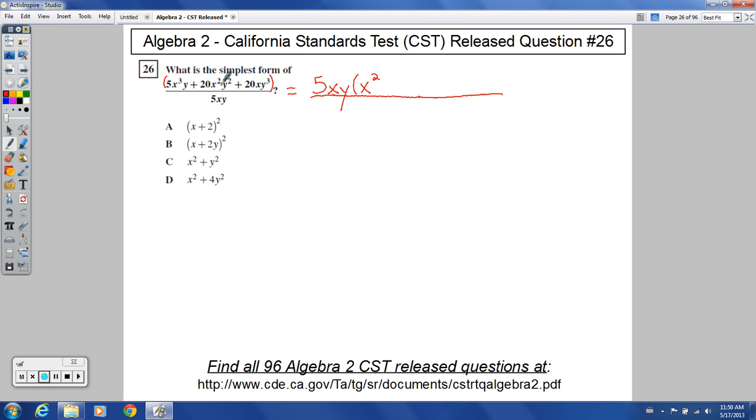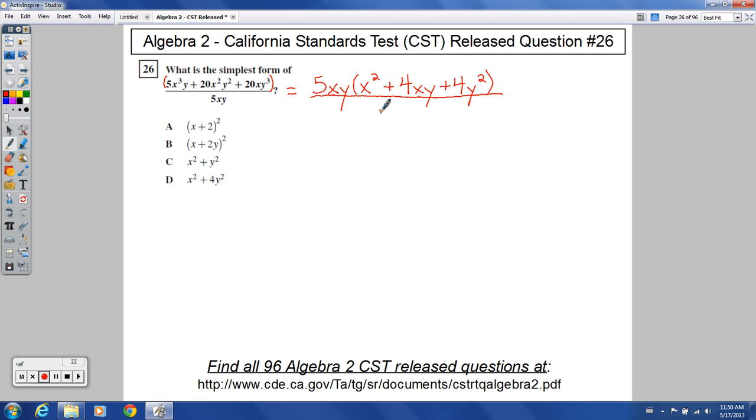I'd have to have 5 times 4 to get that coefficient of 20. And then x squared, y squared, I'd have to multiply by one more x and one more y to get that. So this 5xy times 4xy gets me 20x squared y squared. And then finally, the last term, I've got another plus 4 to get the 20. I already have the x, so no more x's getting multiplied, but I do need 2 more y's. I need a y squared right there.